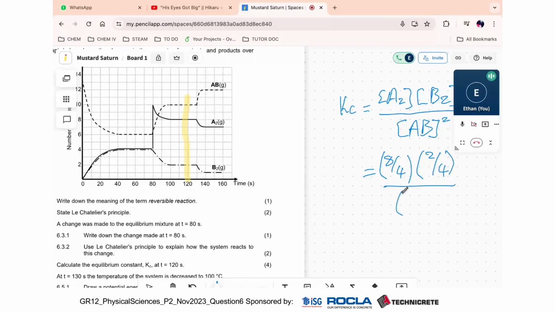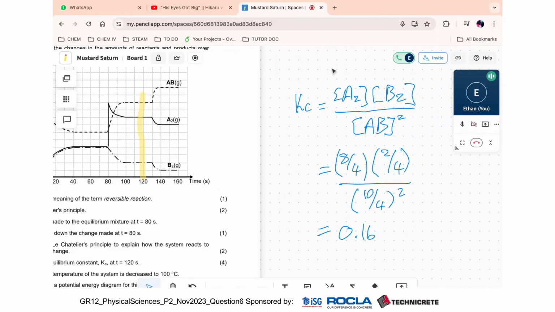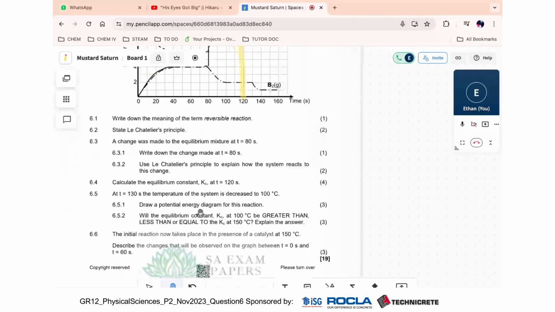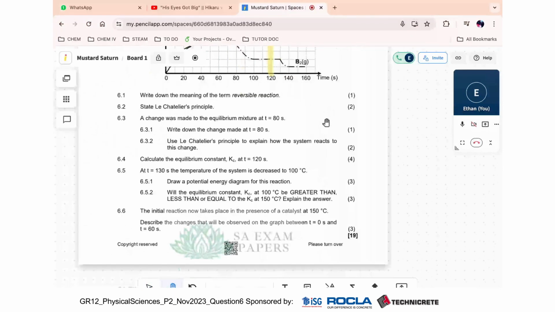And then we know for AB was at 10, as we can see here. So it's 10 over 4. And of course, this is squared. And then we just simplify this out. You can use your calculator. You can do it in steps, or you can just jump to the answer, which is 0.16. All right. Yeah, so that answers that. Moving on to the next question.